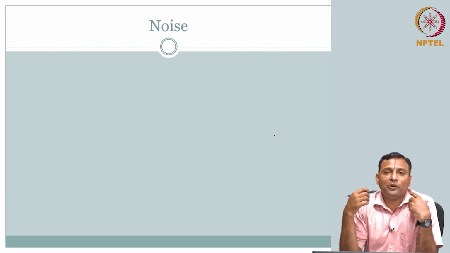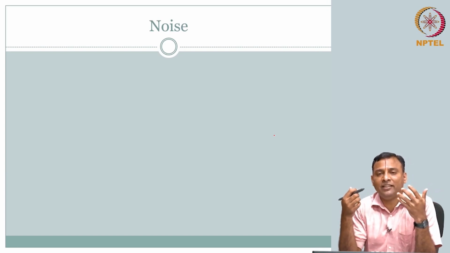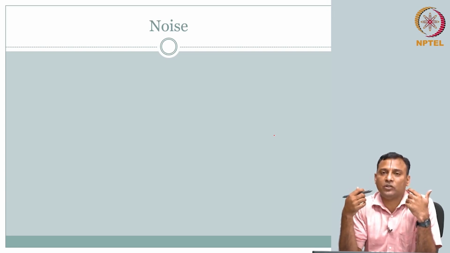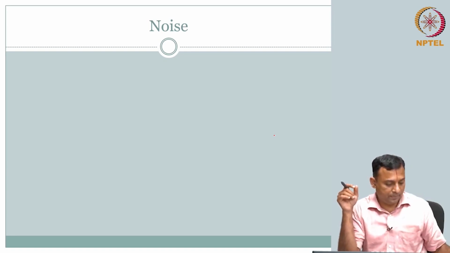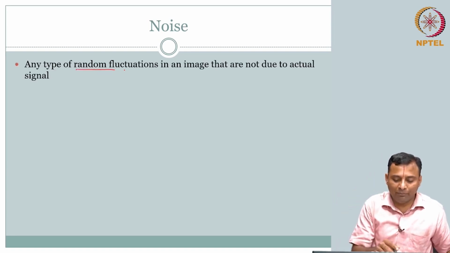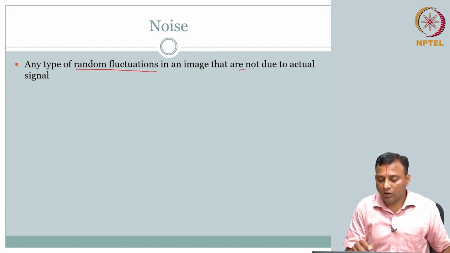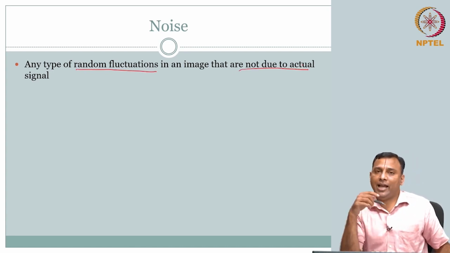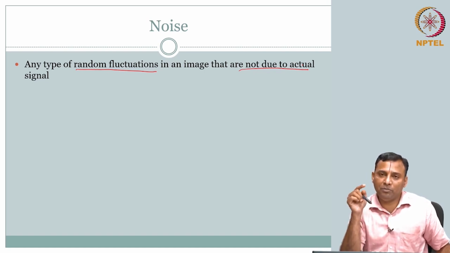At least I like to think about it as a signal, but in some sense it comes when you measure a signal, but it is not related to the signal. So the undesired signal, undesired measurements, or the fluctuation around the ground truth that you want to measure, that is noise. A type of random fluctuation that is not due to actual signal. I have an actual signal. When I try to measure the actual signal, this also happens, but this is not signal.